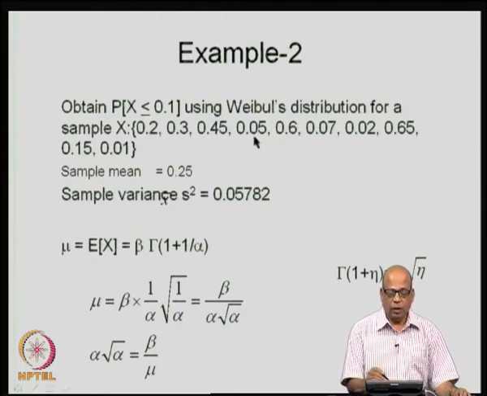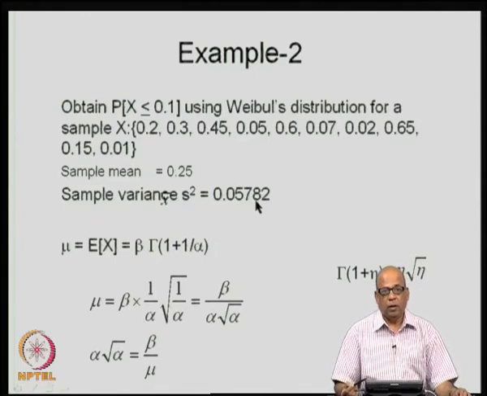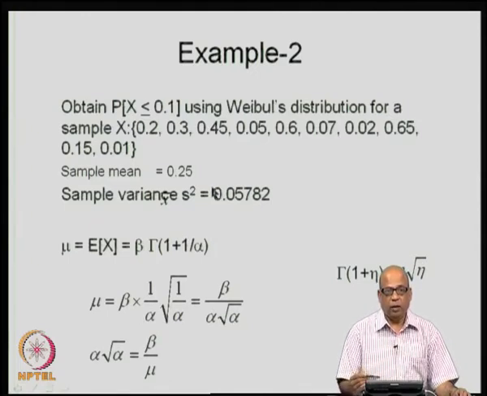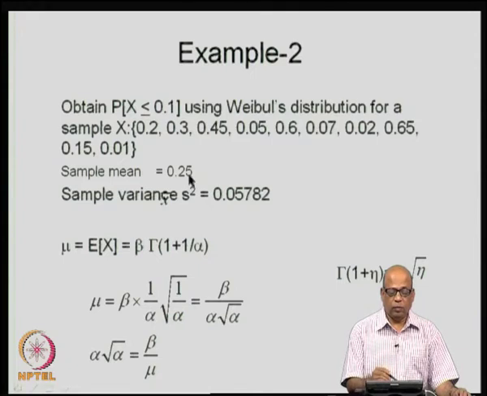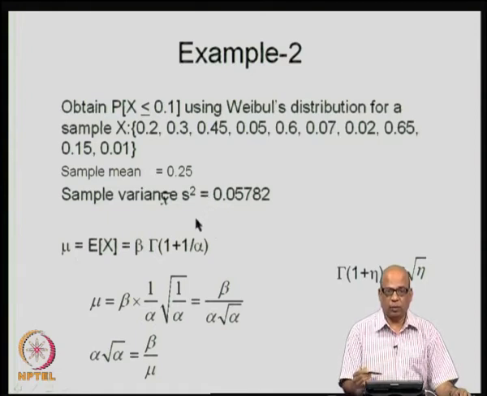Now, when we take the mean of this, the sample mean is 0.25. This is simply the estimate of the mean, that is the arithmetic average, x bar, and the sample variance S square is 0.05782. Now, we use these two and equate them to the mean and the variance as obtained for the Weibull distribution. This is in fact called the method of moments, which we will introduce in today's class subsequently.